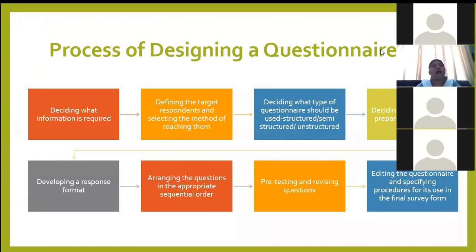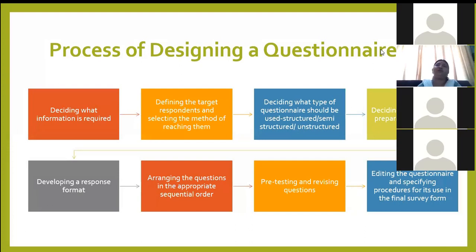And then after developing a response format, we can arrange the questions in the appropriate sequential ordering. It is very important to arrange the questions very appropriately. The question sequencing is very important. So we can arrange the questions in a sequential manner, and then we can read all the questions, and the respondents. Then we can again make corrections and rearrange the questions.